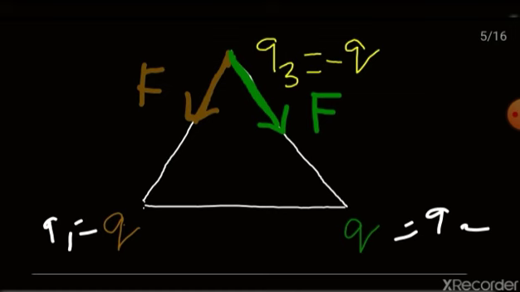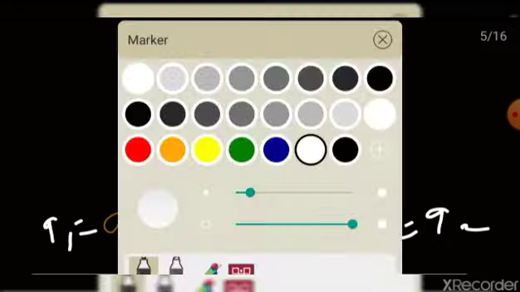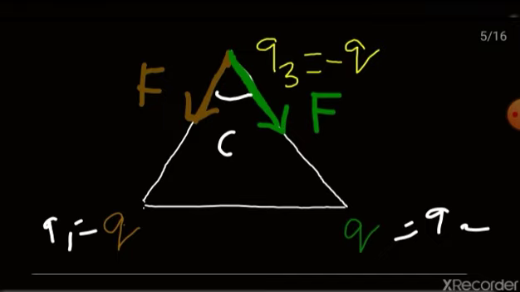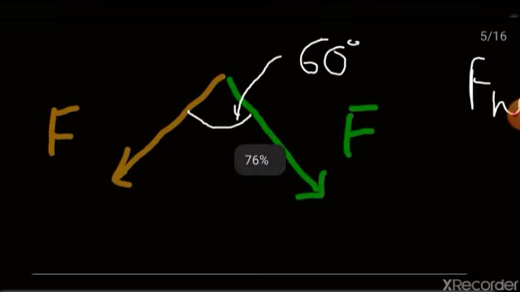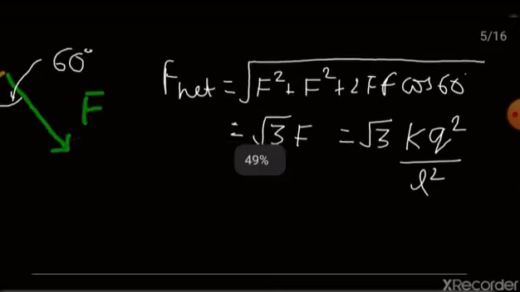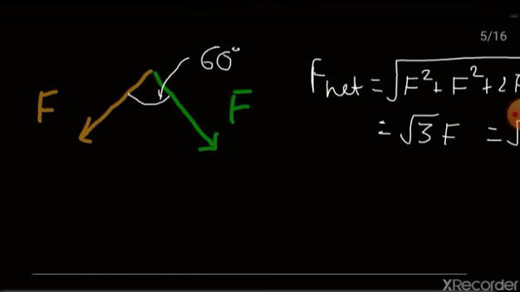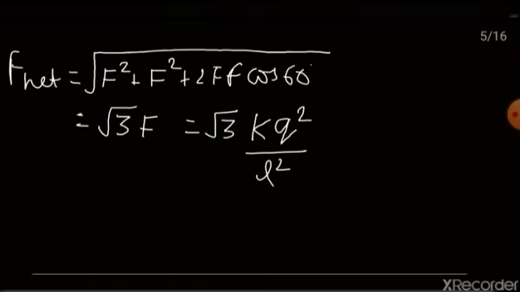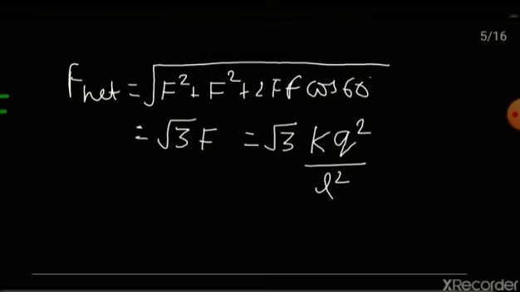Now, we can see that there are two forces which are acting on Q3, and from the geometry of the triangle we know that the angle between these two vectors is going to be 60 degrees. It is simple geometry. In order to find the resultant, we can use the same formula, under root F square plus F square plus 2 F into F cos 60, because 60 degrees is the angle between the two vectors here. If we solve this out, we will get that the resultant will come out to be root 3 F.